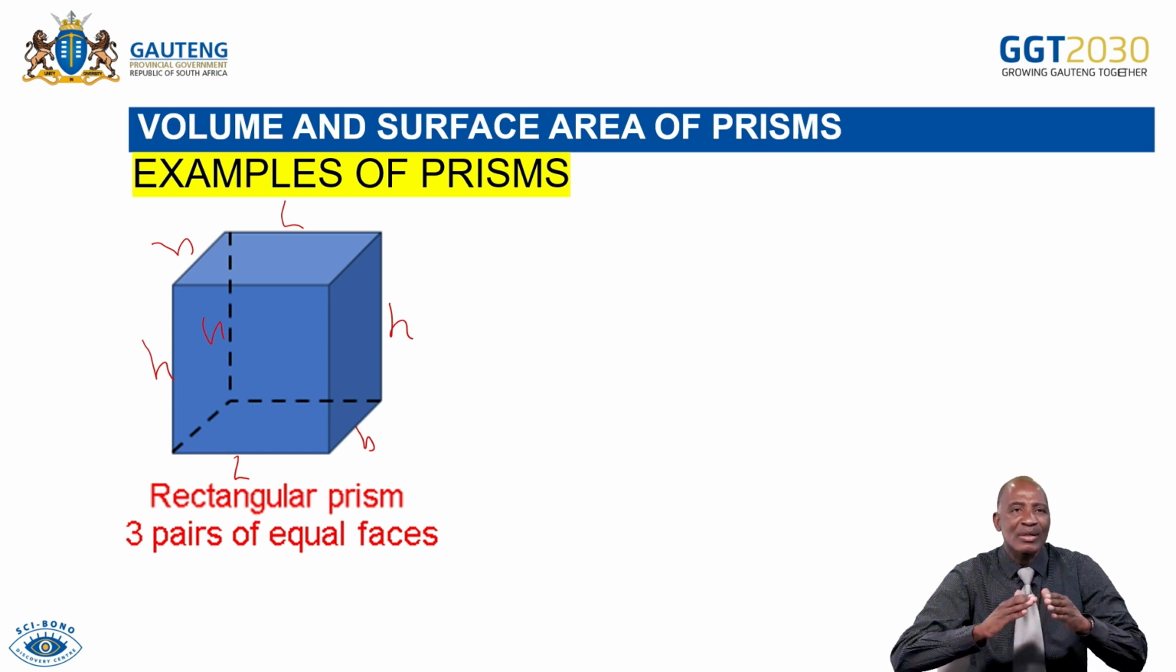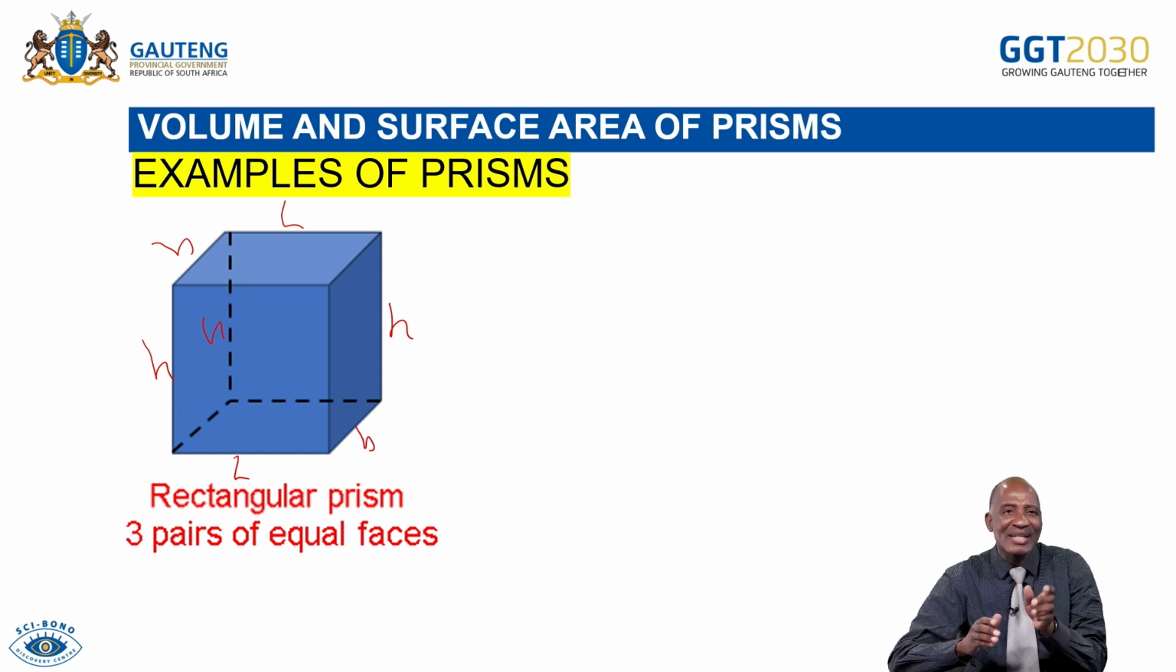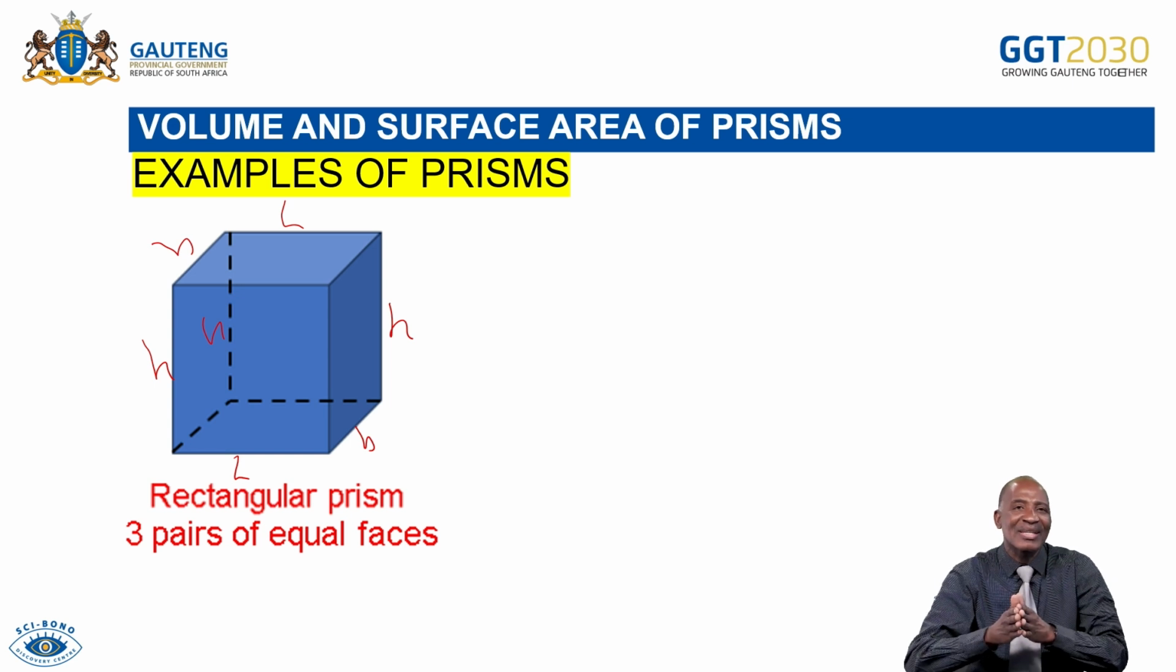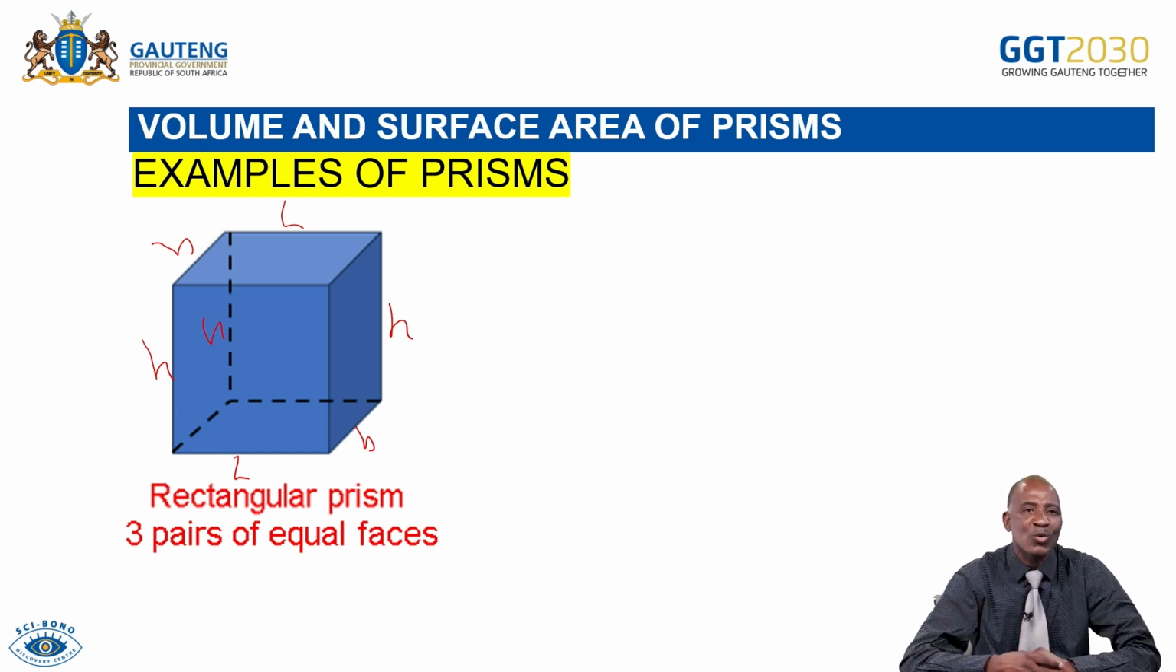If you are to hold it in a particular position and you are able to cut unit rectangles across the shape, then that will give us the same size of rectangles across. Hence, we talk about the area of the base. It must be uniform throughout. That will then speak to a regular prism.